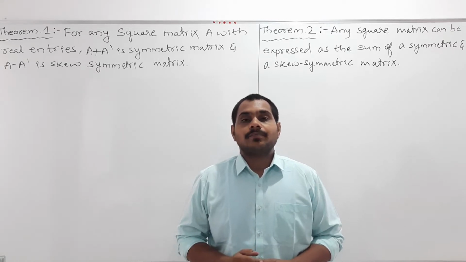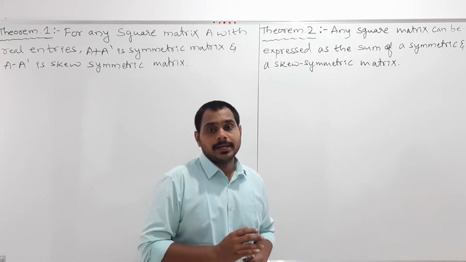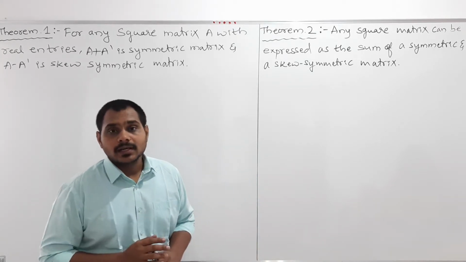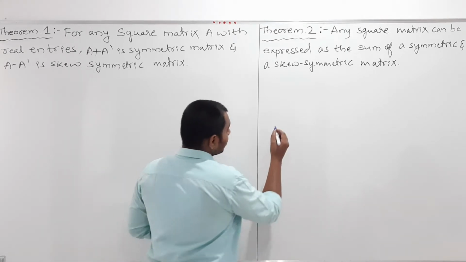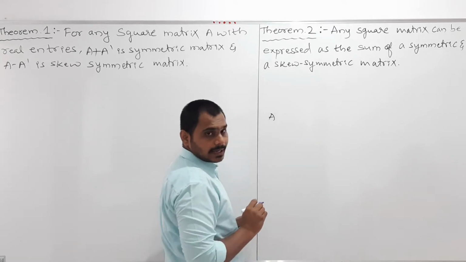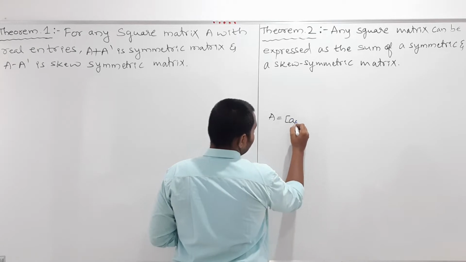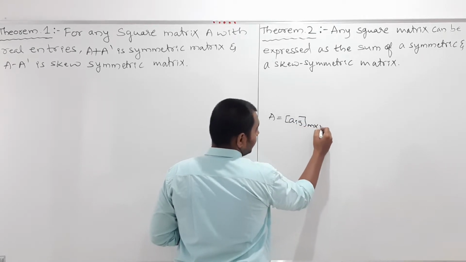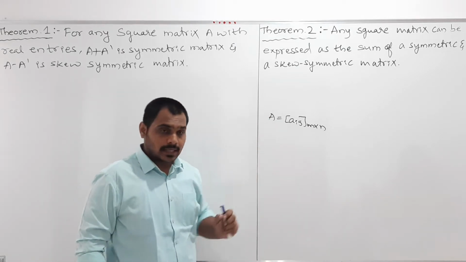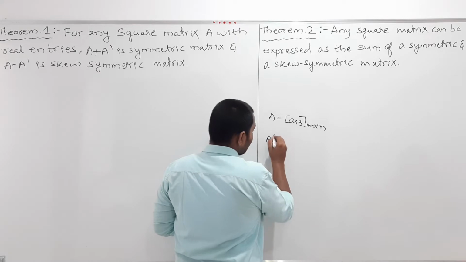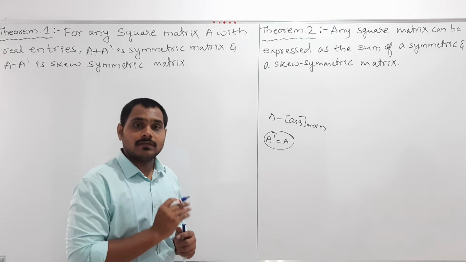Hi my dear students, in the previous videos we discussed what is meant by a symmetric matrix and what is meant by a skew symmetric matrix. In the previous videos I discussed that if I have any matrix A of the order m cross n, then the matrix A is said to be symmetric if A transpose is equal to A. This is the condition we discussed in the previous videos.